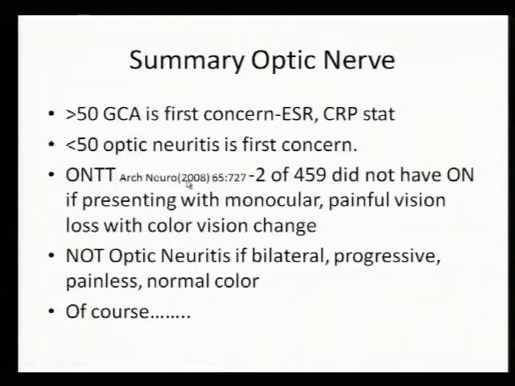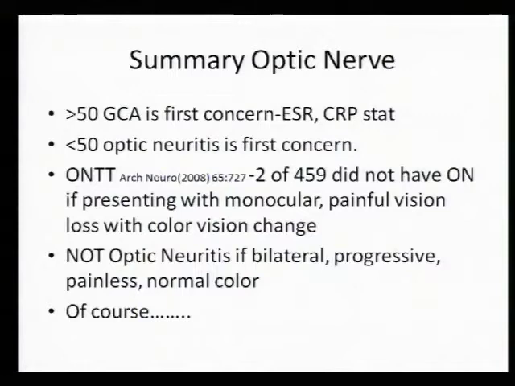This is the big trial that was carried out not that long ago. And if you just have the features of a painful vision, that is, you move the eye and, gosh, it hurts. I can't see purple, and it's one eye. And most of the time you're going to say it's optic neuritis, and most of the time you're going to be correct. Two out of basically 459 did not have optic neuritis. They had something else. They had a tumor or an aneurysm. So you don't worry about optic neuritis if it's bilateral, if it's progressive, painless, and they have normal color vision.